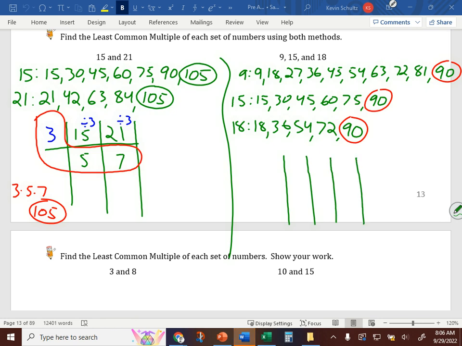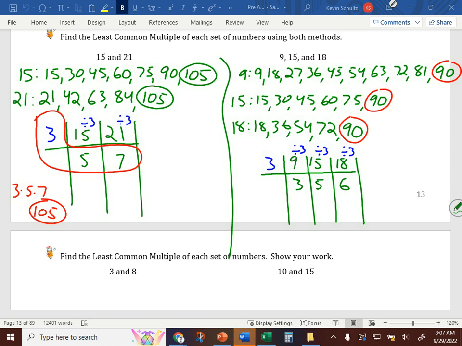Let's go to the table method. We got to make an extra column here because we got three numbers to work with. We got 9, 15, and 18. What can we take out of all three of them? Nolan? A 3. Okay? So divide by 3, divide by 3, divide by 3, and that gives us 3 below. 15 divided by 3 is 5. 18 divided by 3 is 6.